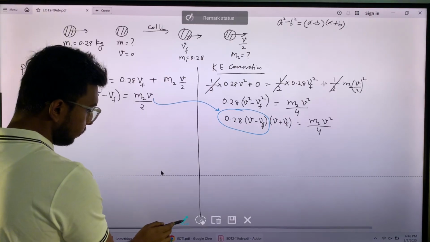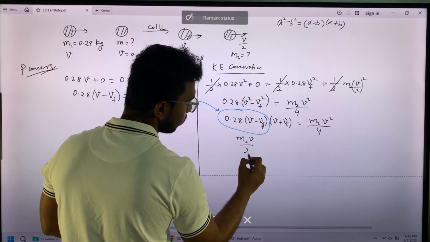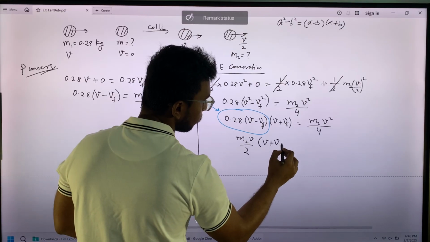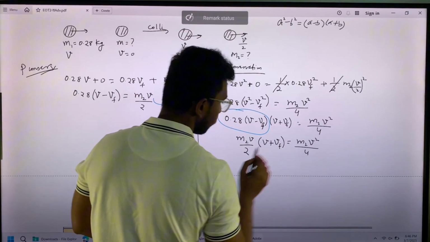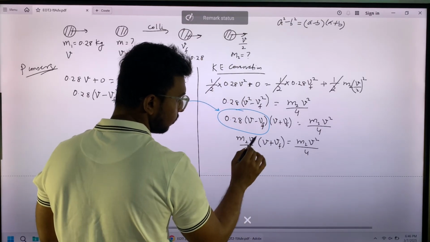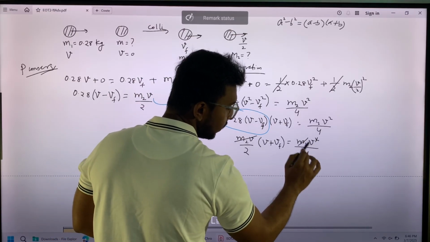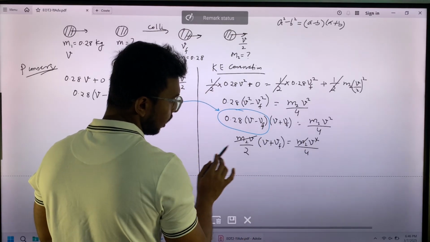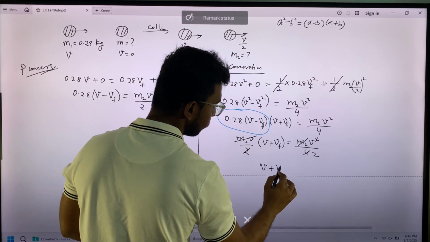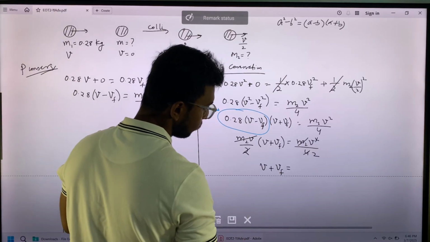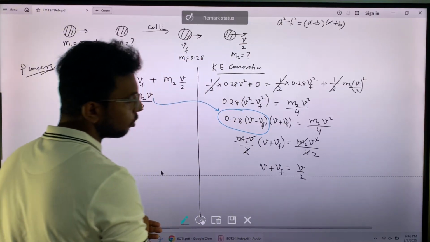So if I do that, this becomes m2 v by 2 times (v plus vf) equal to m2 v square over 4. Now m2 is here, m2 is here, v is here, v is here. So m2 v square can be written as v times v. I'll cancel one v, and this is 2, this is 2. So this equation becomes v plus vf equal to v by 2.